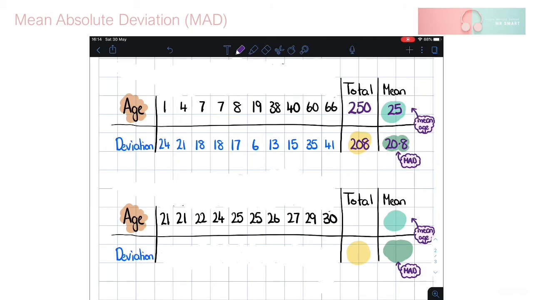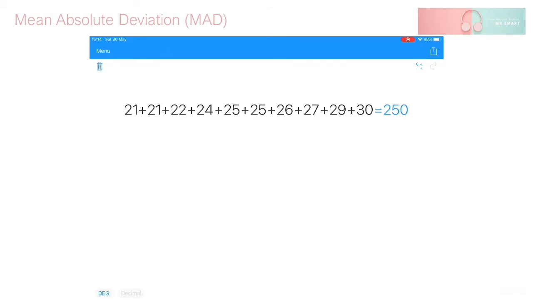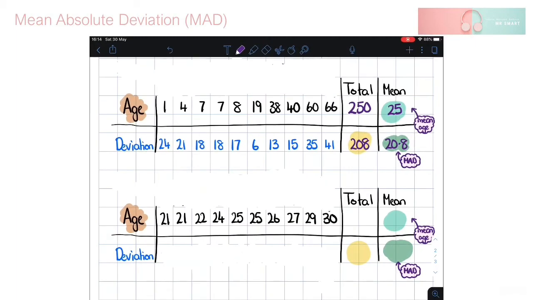So firstly, we need to know the sum of those 10 people's ages. So we add up 21 and 21 and 22, 24 and so on. And the sum of those ages is actually also 250. Okay, so that is our total. And then the mean is going to be 250 divided by 10, which is 25. So for both sets of data, the mean is exactly the same. Let's have a look at how the mean absolute deviation changes.